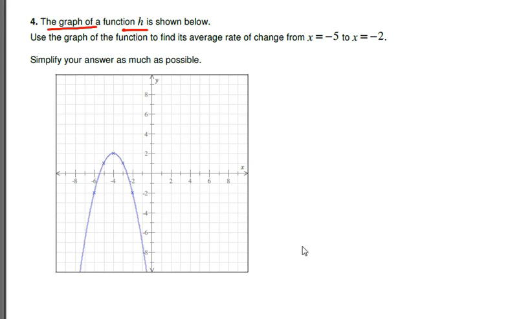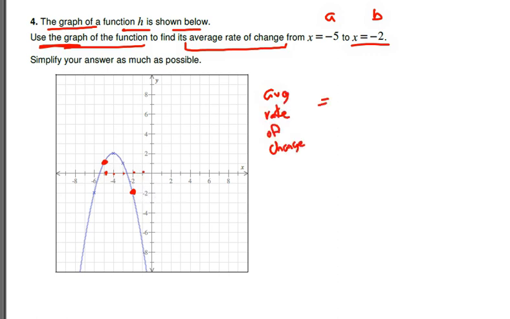Let's look at a situation where they give us a graph and ask us to find the average rate of change. So here we have the graph h, and they say use the graph of the function to find its average rate of change from x equals -5 to x equals -2. Once again, there's our a, there's our b. And let's go ahead and go over here. So when x equals -5, we can go up here, we can see the dot. When x equals -2, we can go right there. There's a couple different ways. We could actually just read that point off. That's a 1 and that's a -2.